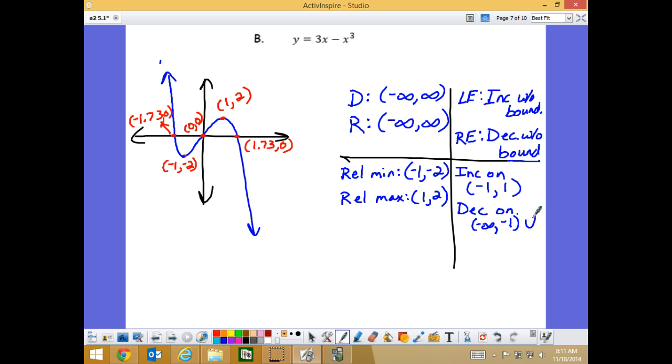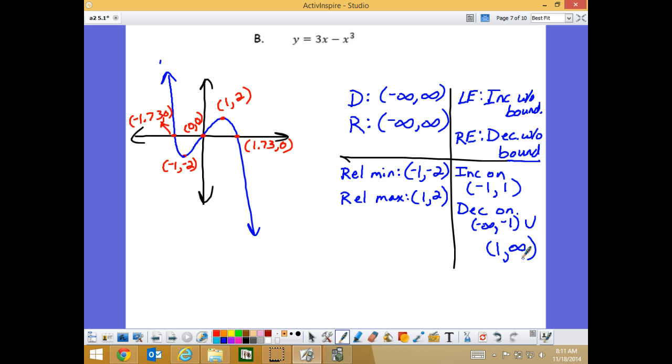Union, now the reason we use that union symbol is because it's decreasing in 2 places. From here to here. It's also decreasing from here to here. So it's decreasing on 2 intervals. This interval, the left end of it is 1. The right end of it is positive infinity.